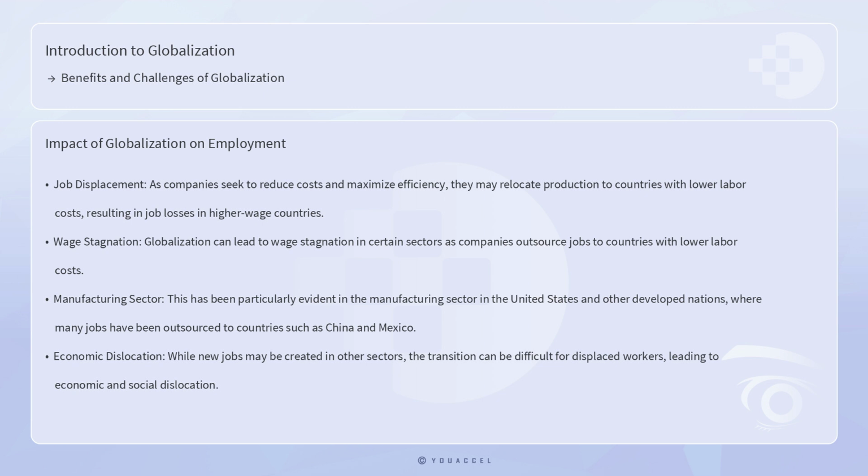Additionally, globalization can lead to job displacement and wage stagnation in certain sectors. As companies seek to reduce costs and maximize efficiency, they may relocate production to countries with lower labor costs, resulting in job losses in higher wage countries. This has been particularly evident in the manufacturing sector in the United States and other developed nations, where many jobs have been outsourced to countries such as China and Mexico. While new jobs may be created in other sectors, the transition can be difficult for displaced workers, leading to economic and social dislocation.